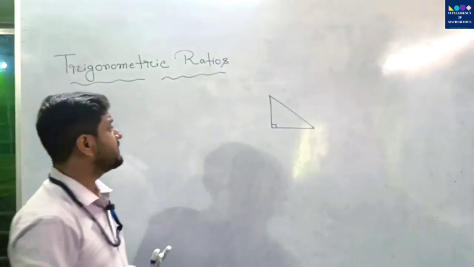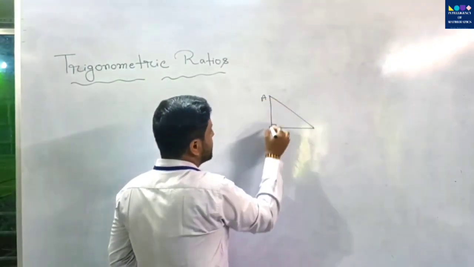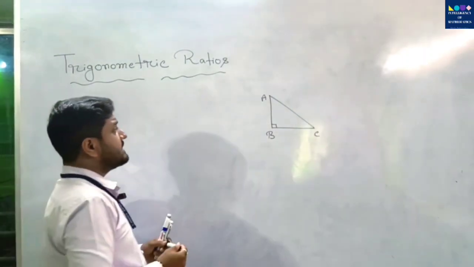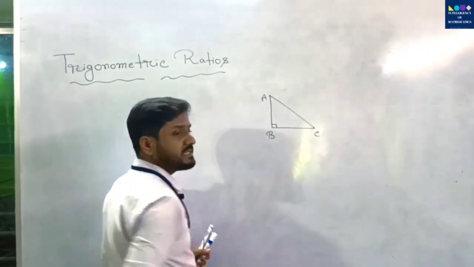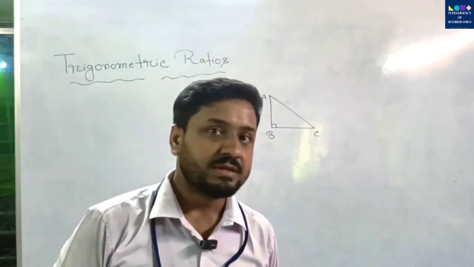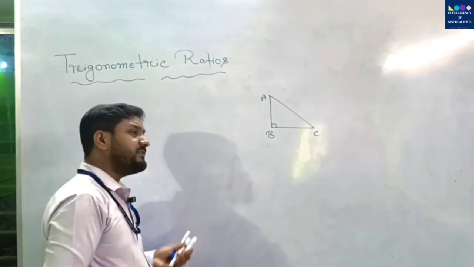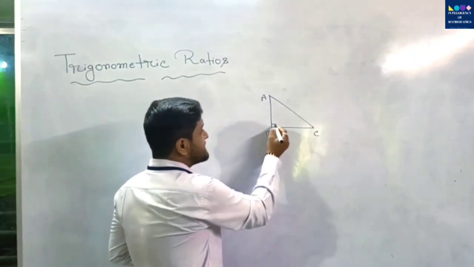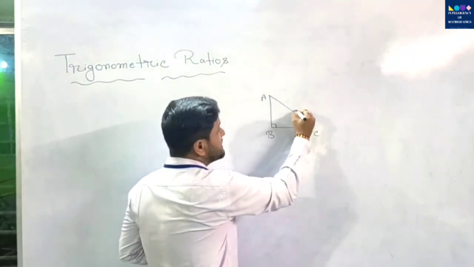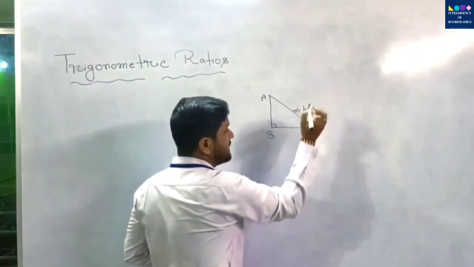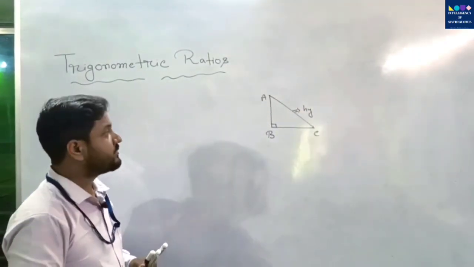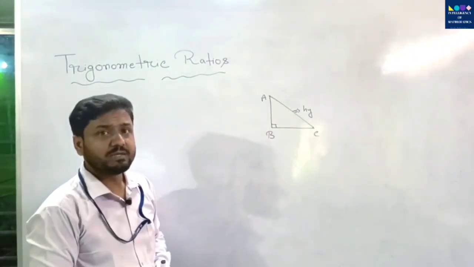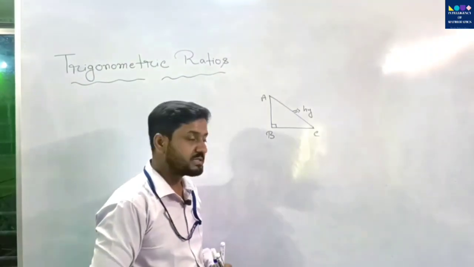This right angle triangle we are considering with the names A, B and C. In a right angle triangle there are three sides, and these three sides have different names, and we have to identify which side is what. Firstly, this is a right angle, and in front of this right angle this side's name will be hypotenuse. So what is hypotenuse? The side in front of your right angle will be known as hypotenuse.